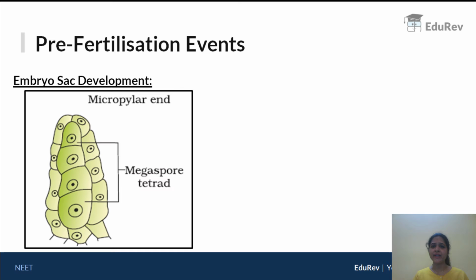Now here you will find that out of the 4 megaspores that you get, so a megaspore tetrad, just one of them is going to survive and 3 of them are going to degenerate. And it is that particular one of those 4 that survives that gives rise to the embryo sac eventually. So in this case, the entire embryo sac is formed from just one functional megaspore, the remaining 3 die off, and this is therefore called monosporic development.